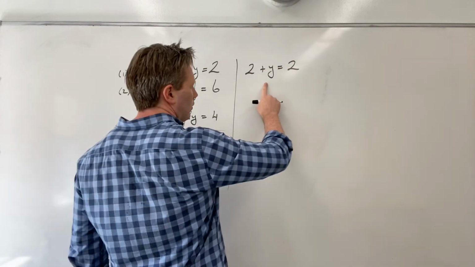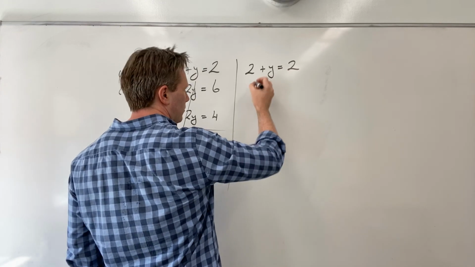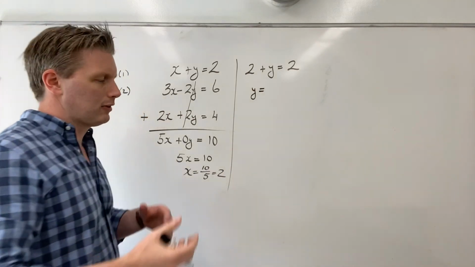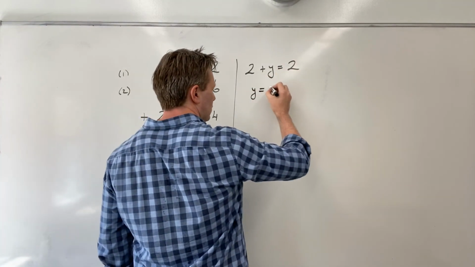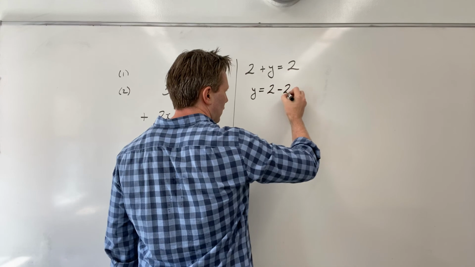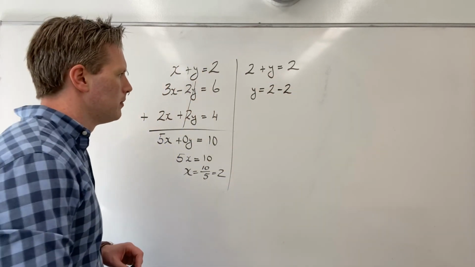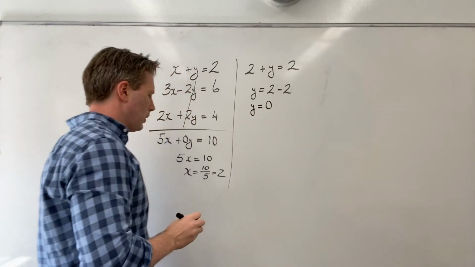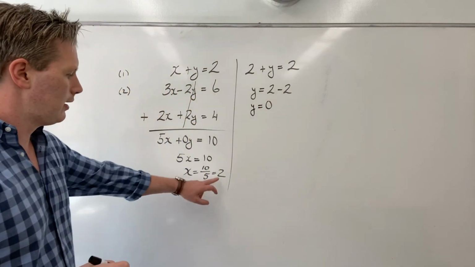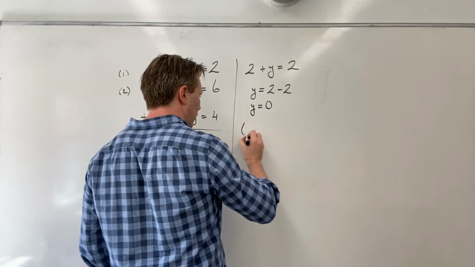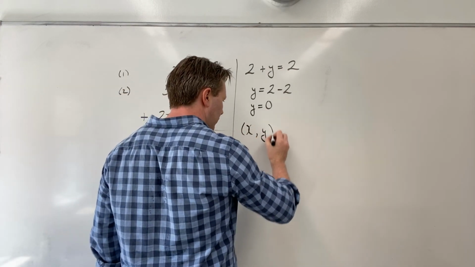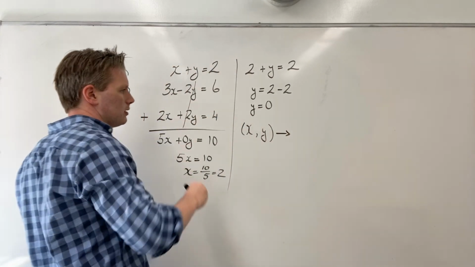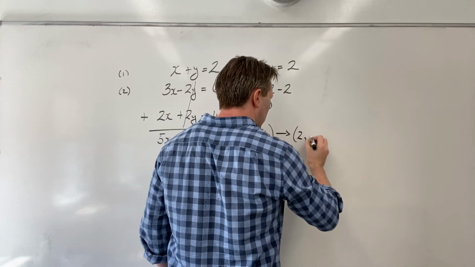And so 2 plus y is 2, subtracting the 2 on the left-hand side over to the right-hand side such that I get y by itself. I get y is equal to 2 minus 2. I'm subtracting 2 from both sides that way. And so y is 2 minus 2. y, therefore, is 0. And so I have an x term of 2, a y of 0, and so the x, y values that satisfy these two equations is 2, 0.